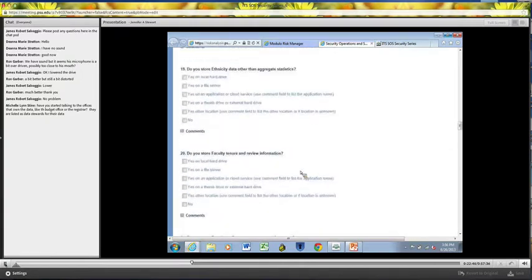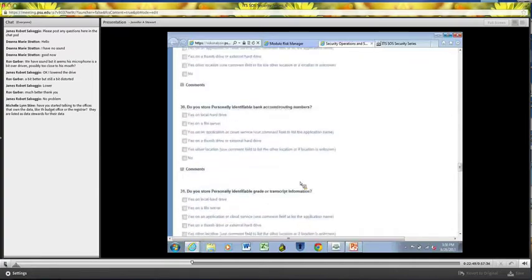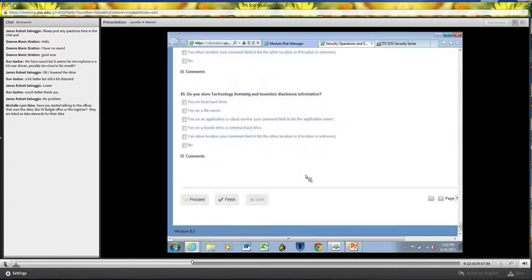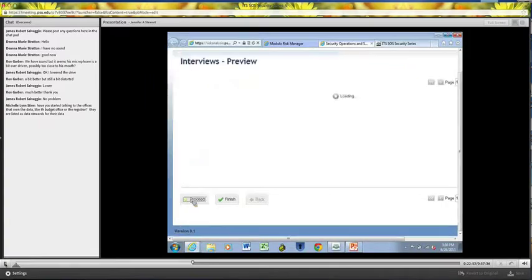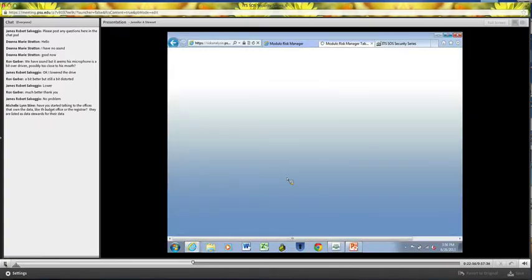And then the second page consists of internal and restricted data. Here again, you'll just see the first question.